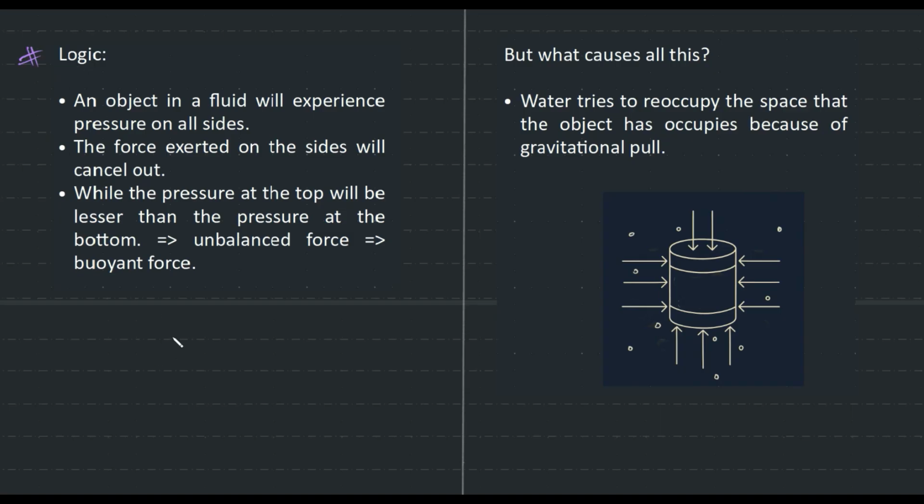So the logic now. An object in a fluid will experience pressure on all sides. The force exerted on the sides will cancel out, while the pressure at the top will be less than the pressure at the bottom. So there is an unbalanced force, and that is your buoyant force. Only if you separate those two, it will be your buoyant force. If something is floating, then the buoyant force will be equal to the difference in the force from the top and the bottom, plus the weight of the object.